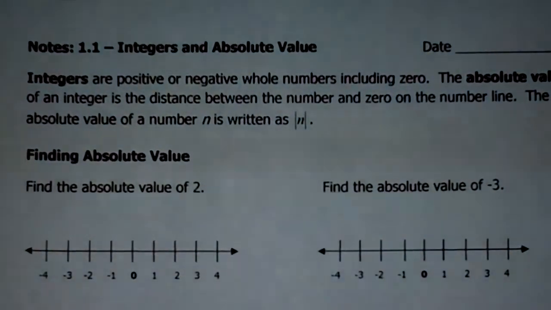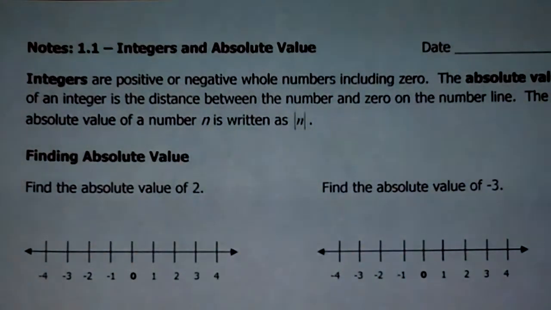It's time for lesson 1.1, integers and absolute value. So those might be two new words for you. Let's talk about what they mean. An integer is a positive or a negative whole number, including zero. So even though zero is not positive or negative, it's still an integer. So no fractions, no decimals, only positive or negative whole numbers.